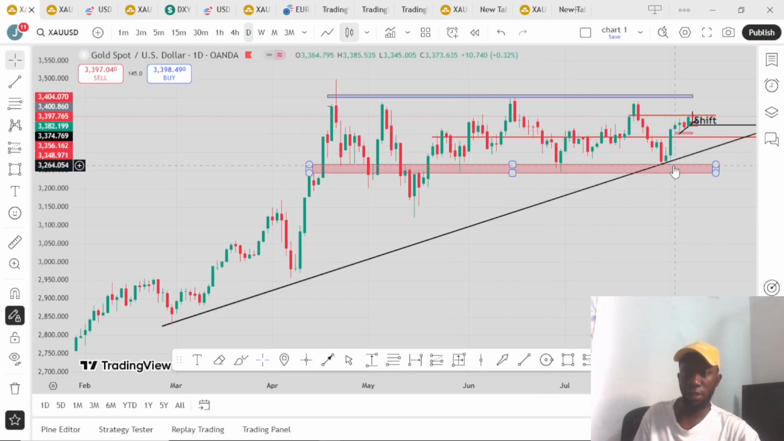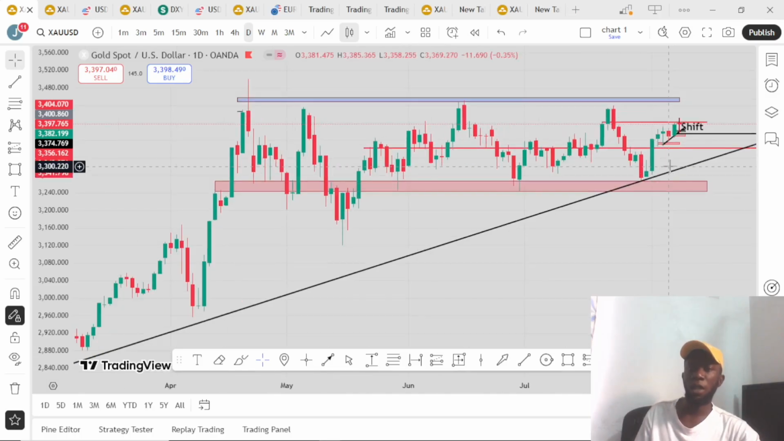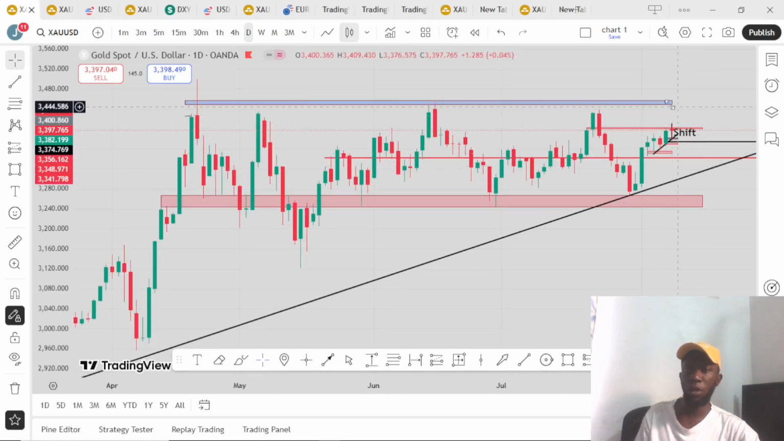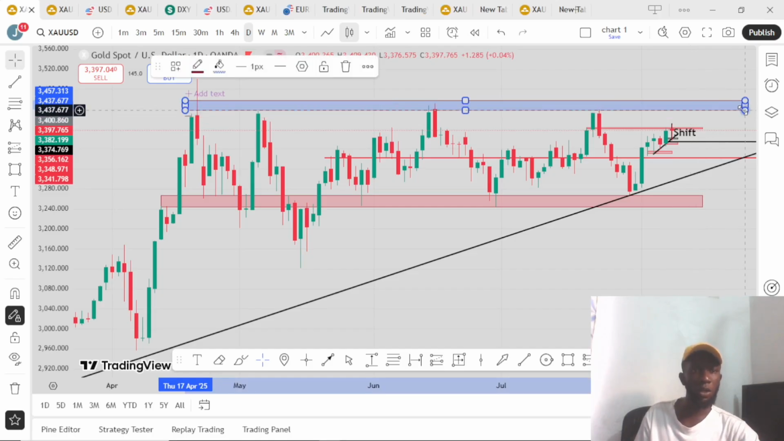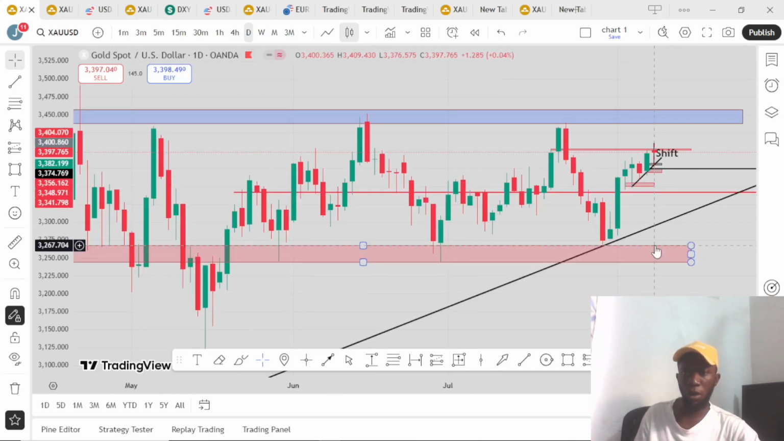It has retested this zone. In fact, it has tested the zone once, twice, 3 times, 4 times, 5 times. It has retested the zone, and it is going to our support zone, guys, at 3437.677. So this is where gold is heading to.